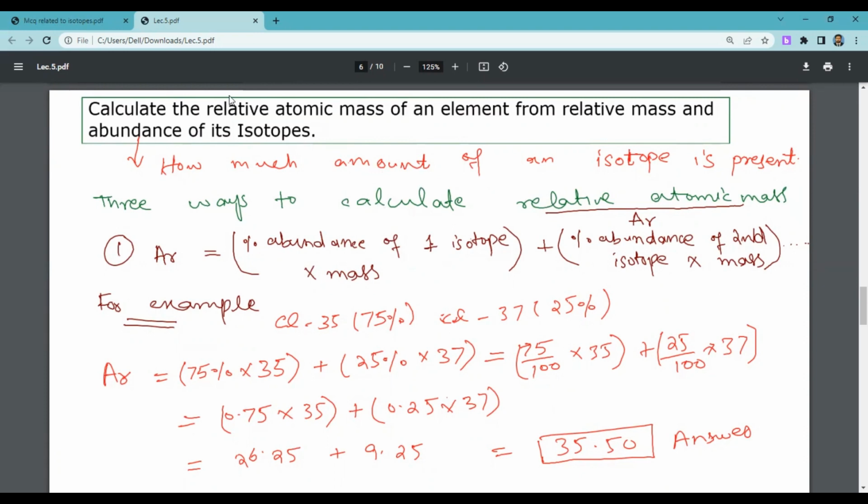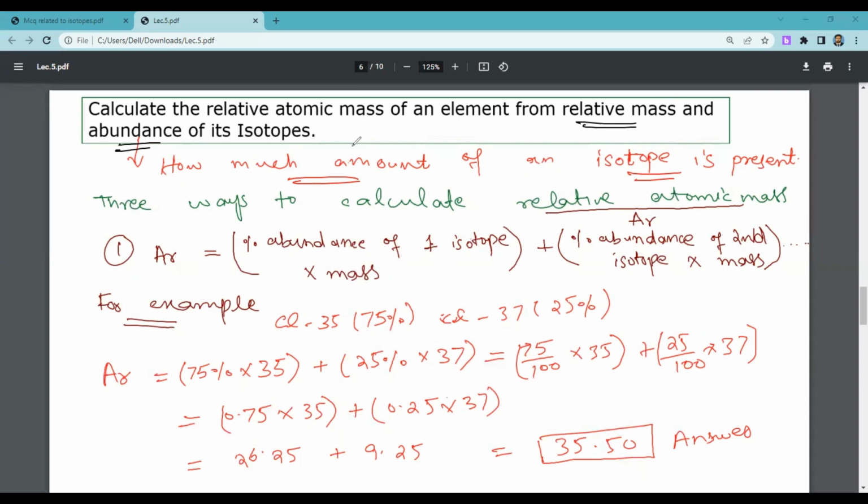The first method is to calculate the relative atomic mass by using the information from relative atomic mass and abundance of its isotopes. What is meant by abundance? Abundance means how much amount of an isotope is present.